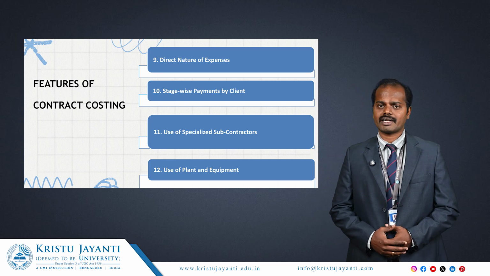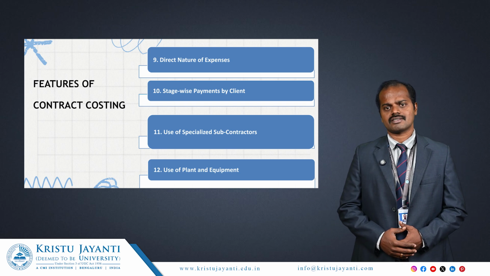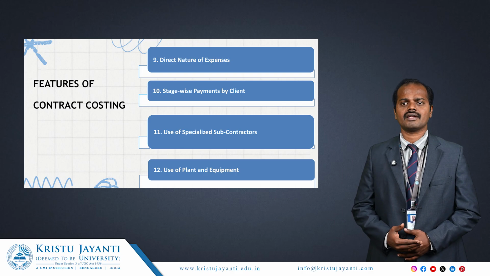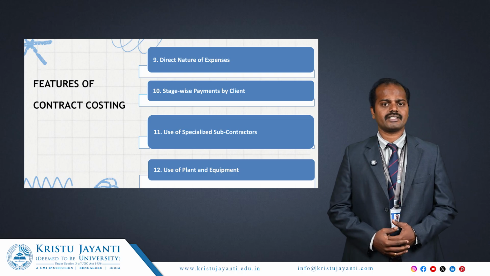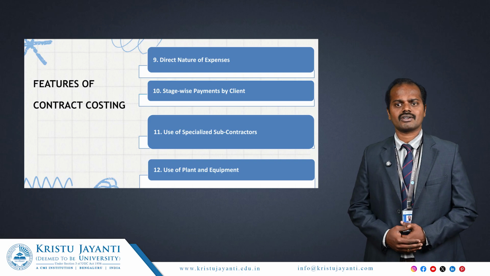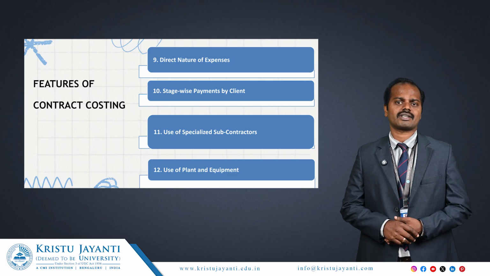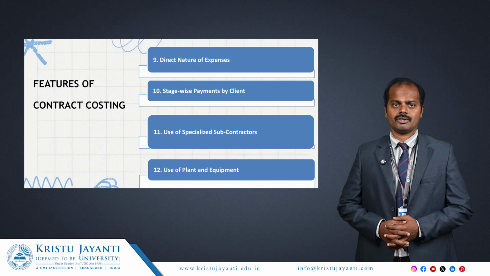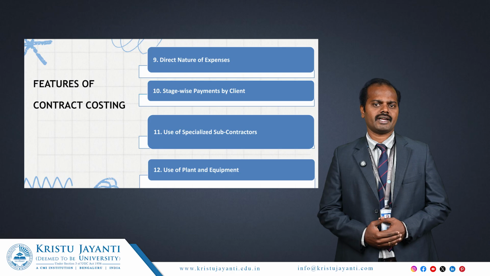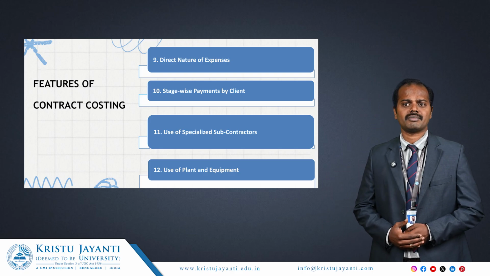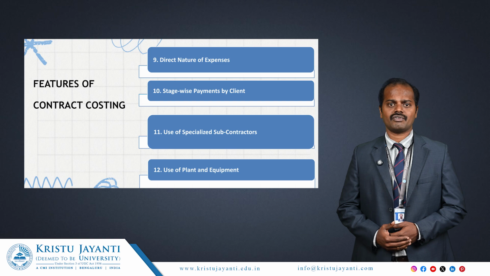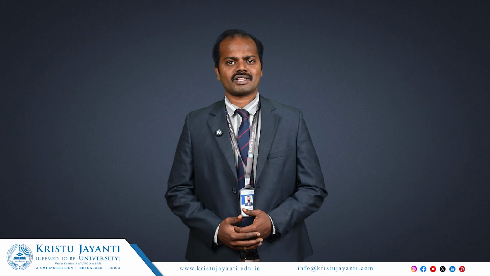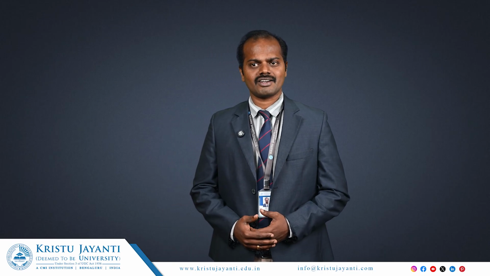Use of specialized subcontractors. In certain contracts, for some of the small works, specialized activities like electrical work, plumbing, welding, or glass fitting, contractors often engage expert subcontractors to ensure quality and efficiency. So, by the way, the contractor can engage in their own activity, their core work. Use of plant and equipment. Plant and machinery required for the execution of the contract may be purchased or hired specifically for the contract period and charged accordingly.